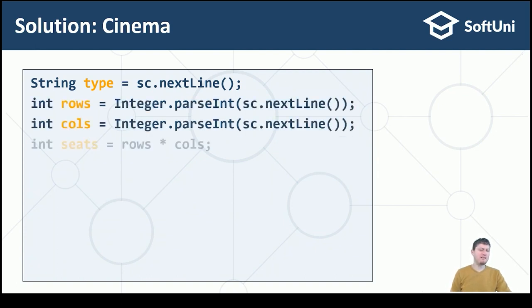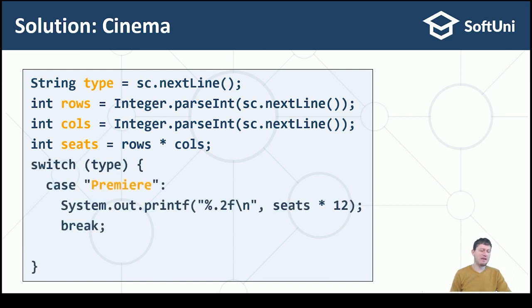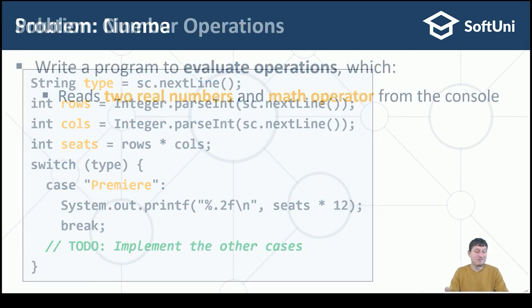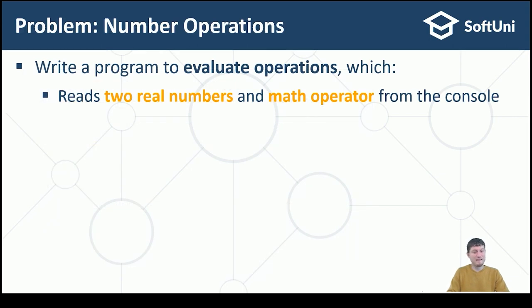This is the solution I had in mind. I read the input data, I calculate the number of seats, and if the type is premiere, I print the seats multiplied by 12 and format it correctly. Again, if it is normal, I print the seats multiplied by the other price, and I just have to check these three cases: premiere, normal, and discounted ticket, and multiply by a different number, which is the ticket price. So we are ready with the cinema problem, and we can go ahead with the number operations problem.